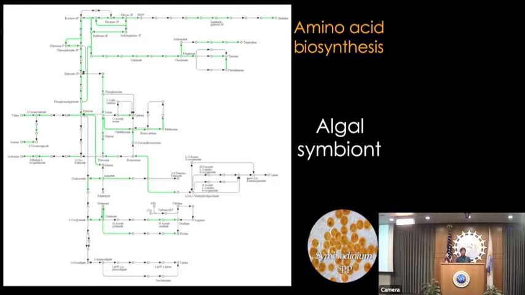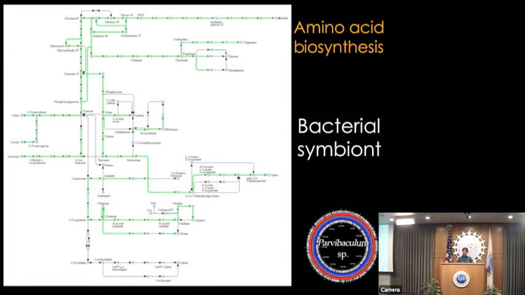If you look at the algal symbiont, you see something similar. In this case, in the tyrosine and tryptophan pathway, there are a lot more enzymes present there. And when we look at the bacterial symbiont, something really interesting emerges. We see that this particular enzyme is absent both in the coral host and in the algal symbiont, but it's present in the microbial symbiont.